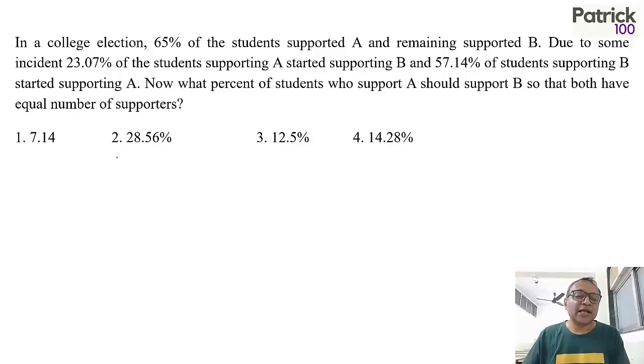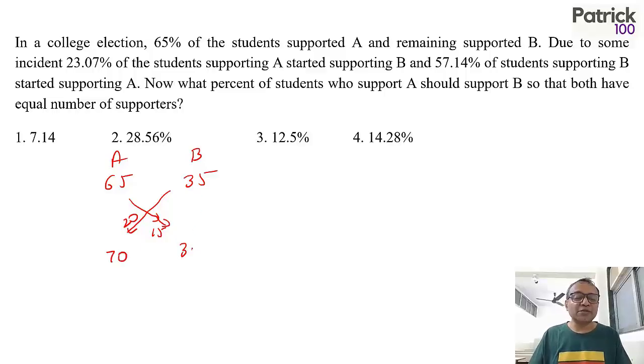In a college, there is an A student group and a B student group. 65 of the students supported A and the remaining 35 supported B. Now 23%. When I say 23%, you will have to use a calculator. 23.07 of 65, you will realize 15 students switch from A to B. And 57.14 of 35 means 20 students switch from B to A. So now the number of students in A becomes 70, and the number of students in B becomes 30.